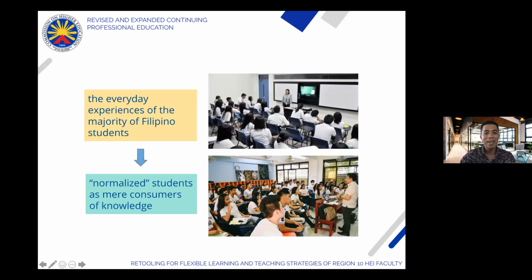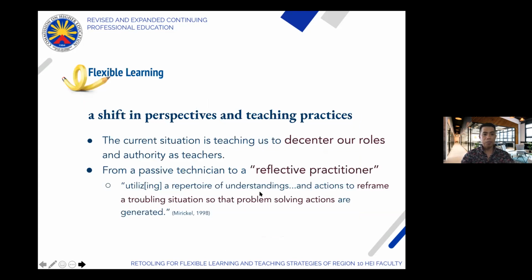Many of our students usually sit on this side of the classroom while the teacher stands in front of the classroom. It also is quite similar, right? So this kind of setup normalized students as mere consumers of knowledge. And I think this kind of situation, again, puts the teacher as the sole authority of information that students need to learn. However, we need to change this, considering that in flexible learning environments, the students have much freedom and the students are encouraged to learn on their own, right? Okay, so therefore, a shift in perspectives and teaching practices is needed, right? So this is really crucial at this point.